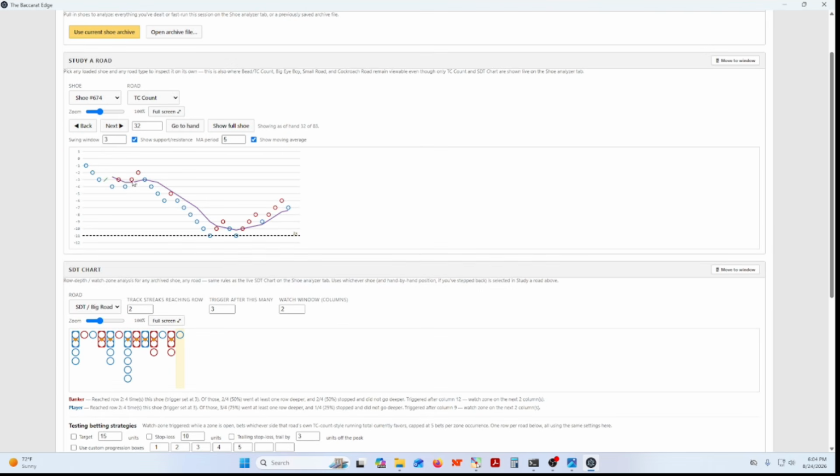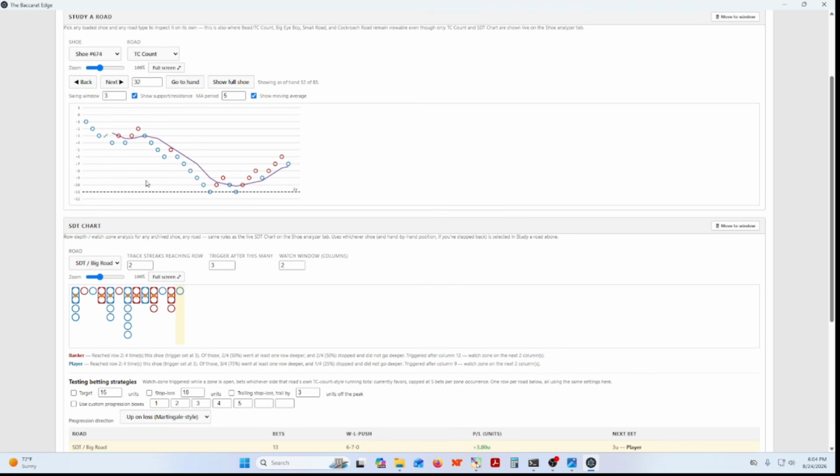So, with these charts, you can basically look at these charts at the same time on this page.